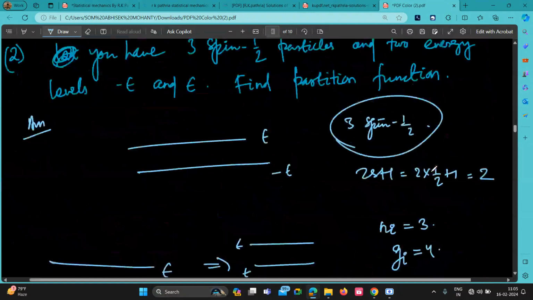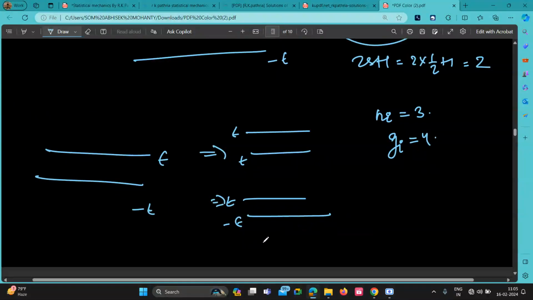So what is the number of ways in fermions? This is a fermion, spin half particle. So the number of ways of distributing is G_i C n_i, right? So 4C3. That is actually 4. So 4 ways of arranging these particles.